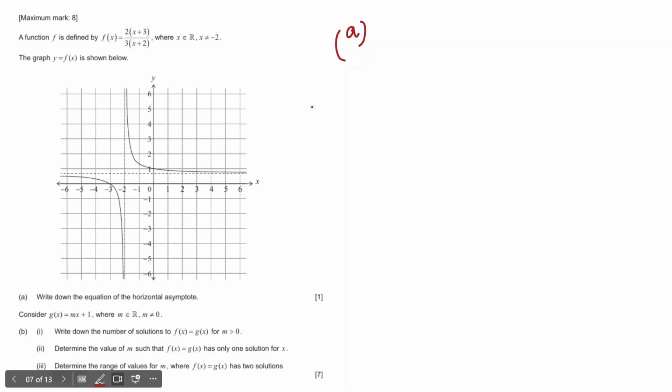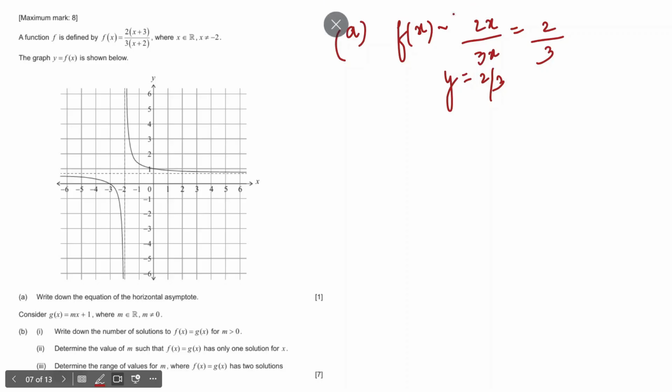Now, for any rational function where the numerator and denominator both have the same degree, we know that the horizontal asymptote will be the ratio of their leading coefficients. So we can say that f(x) will be 2x over 3x and this will be equal to 2 over 3. So y equals 2 over 3 is the horizontal asymptote. The equation of the horizontal asymptote is y equals 2 over 3.